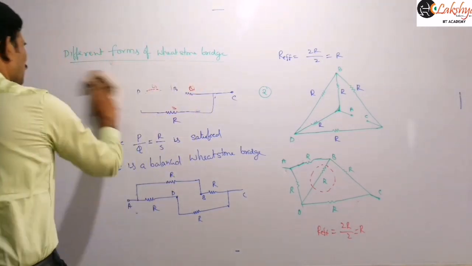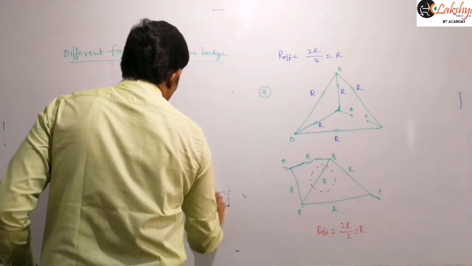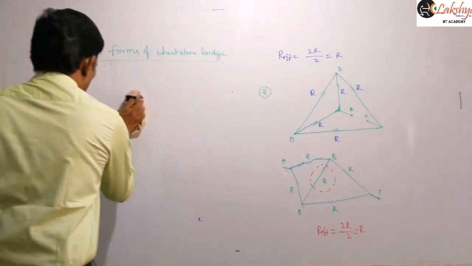So like that, in the given circuit, you need to identify how it becomes a Wheatstone bridge, and which is the position of the galvanometer there.